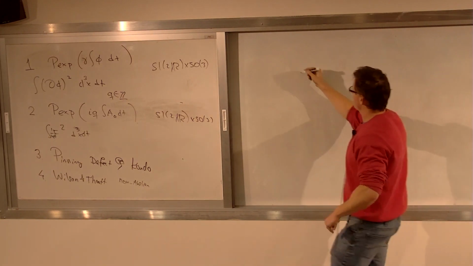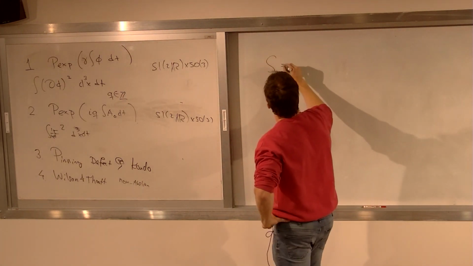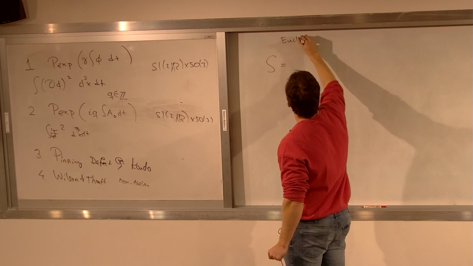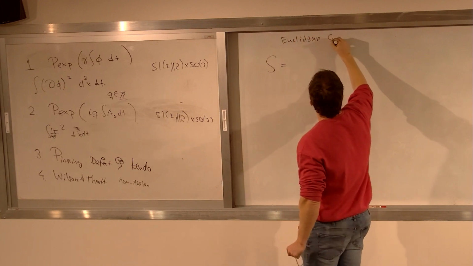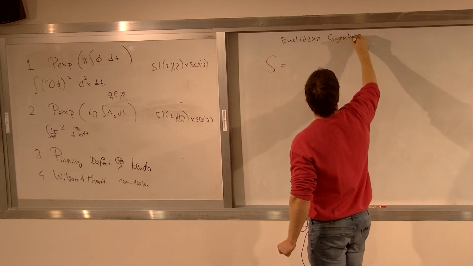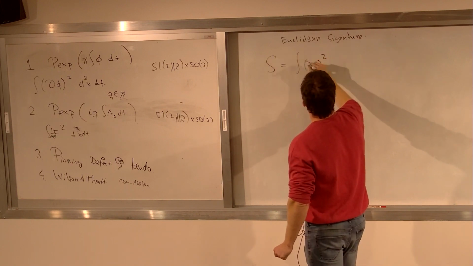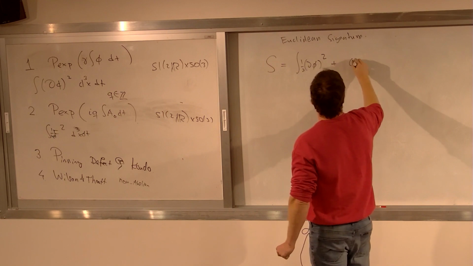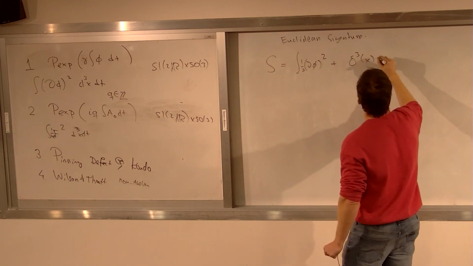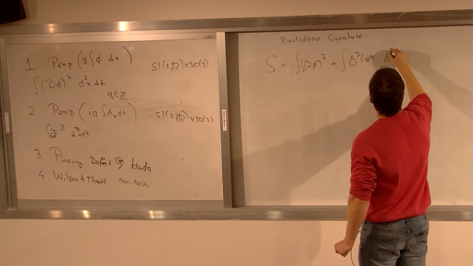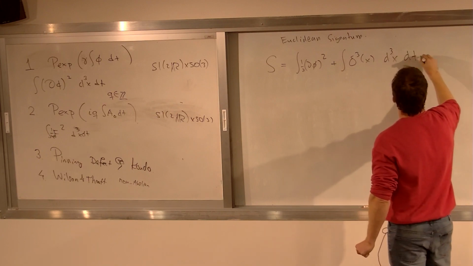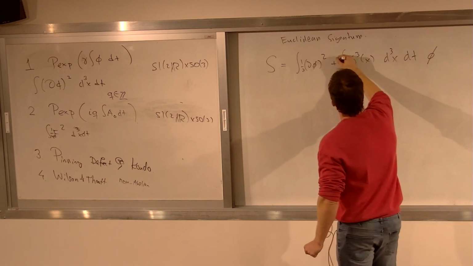So the theory that we want to study, we will go to Euclidean signature. The theory that we want to study is d phi squared with a half plus delta 3x d3x dt phi, and the parameter here is going to be gamma.